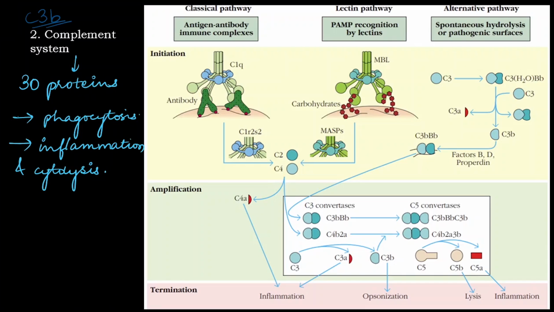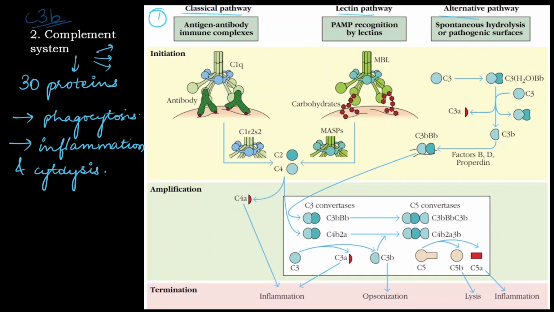So just a brief about the complement system: it consists of 3 pathways. Here we can see the classical pathway, lectin pathway and alternative pathway. All these pathways produce the C3b molecule, which is required for the opsonization process. Now let us start one by one, how they are producing the C3b molecules. First is the classical pathway.